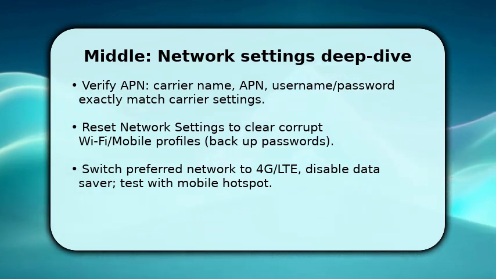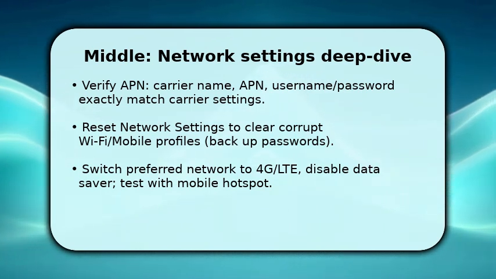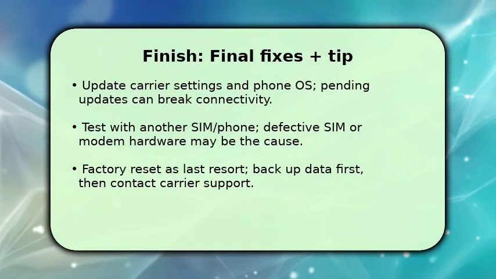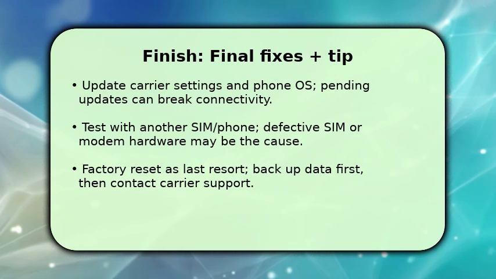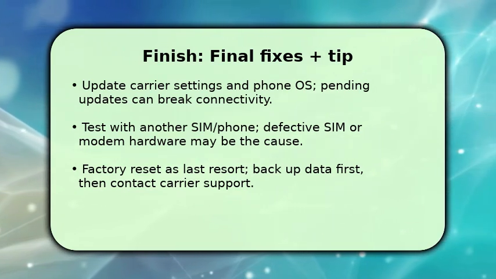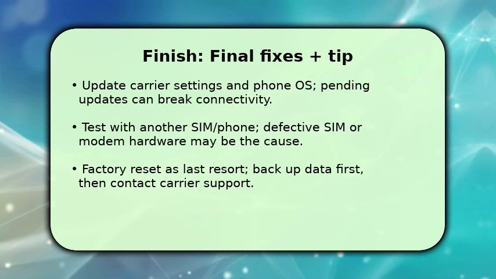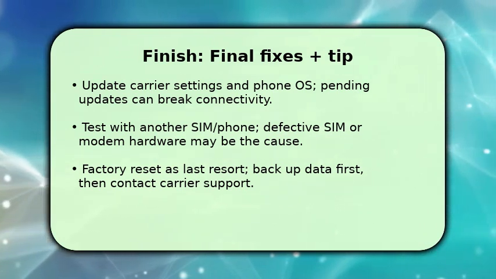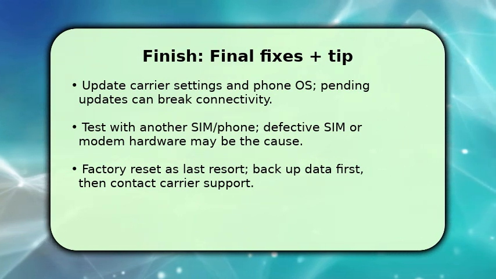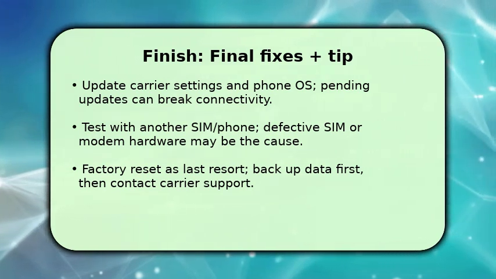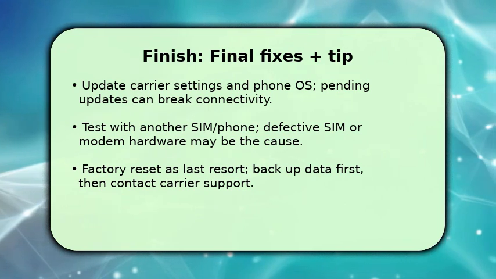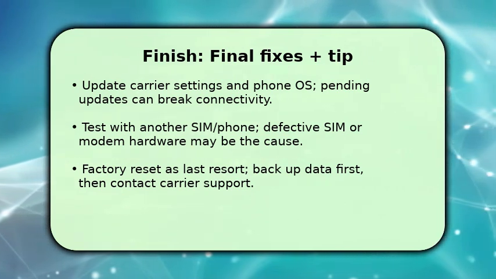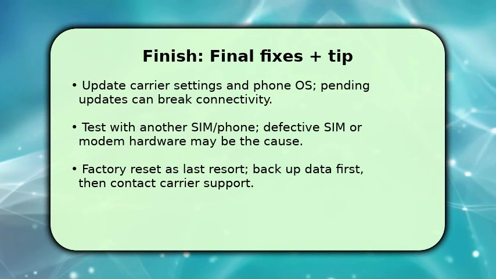You finish by updating carrier settings and the phone OS because vendors push fixes that restore service. If updates don't help, swap SIMs between phones to isolate a faulty SIM or modem. A working SIM in another phone points to a hardware issue. As a last resort, back up your data and perform a factory reset. If the problem still exists, contact carrier tech support. This is the key troubleshooting tip, since provisioning or SIM replacement.